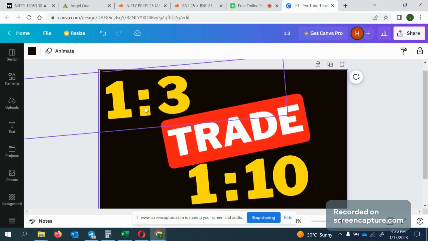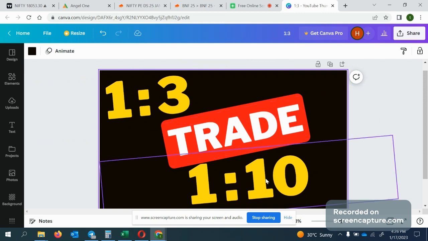Today I'll be discussing how I was able to make the 1 is to 3 trade into 1 is to 10. Alright, so let me take you to Opstra.